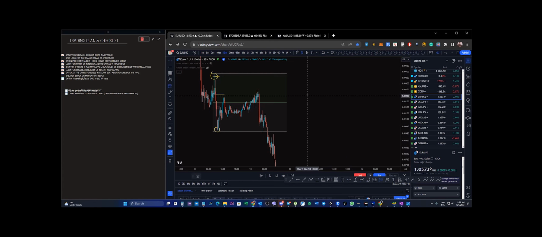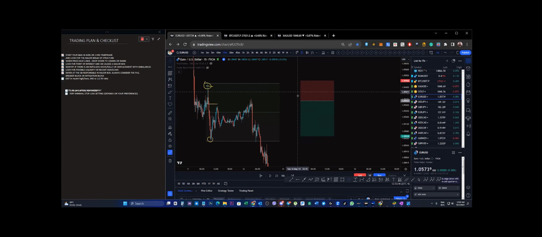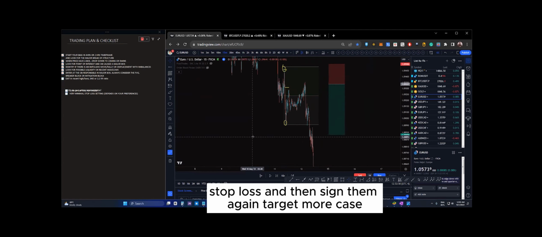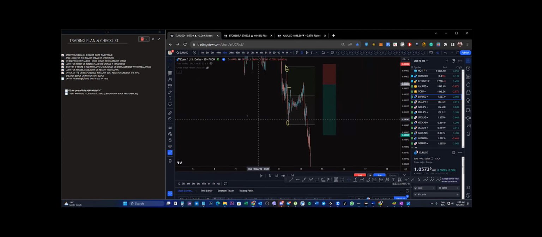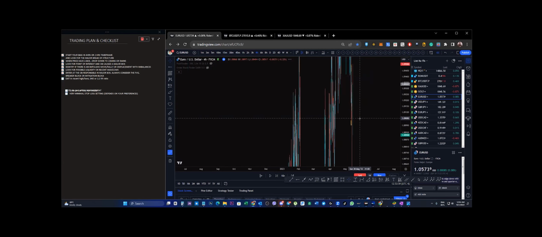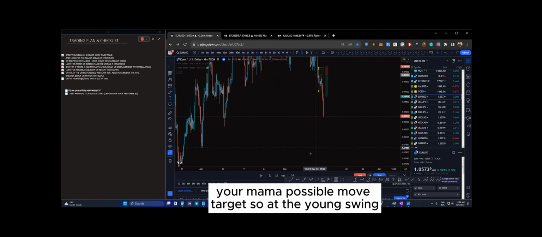Baliktad. Yan. Somewhere here lang, malapit lang, ang iyong stop loss. And then, sana magiging target mo. In case, hindi naman ito yung magiging target mo, pwedeng umangat ka ulit sa 4 hours. Okay? I-check mo yan. Yung mga possible mong target.